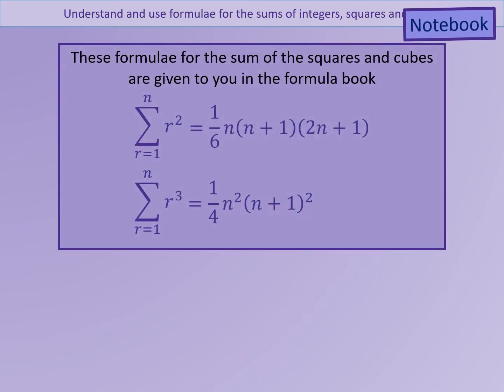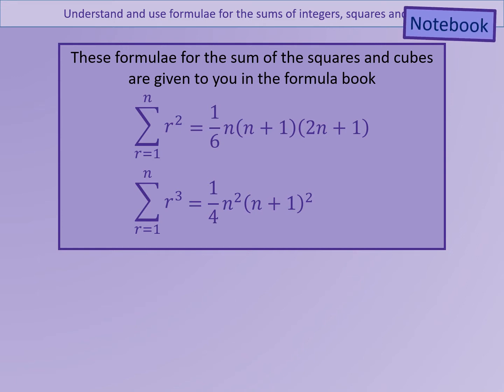So there are 2 more formulae that are given in the formula book. The first one is the sum of the first n square numbers. So that is sigma r squared from r equals 1 to n. That would expand as 1 squared plus 2 squared plus 3 squared all the way up to n squared. The formula for that is a sixth n times n plus 1 times 2n plus 1. And then the sum of the first n cubed numbers, so 1 cubed plus 2 cubed plus 3 cubed all the way up to n cubed, that is given as a quarter n squared times n plus 1 squared.